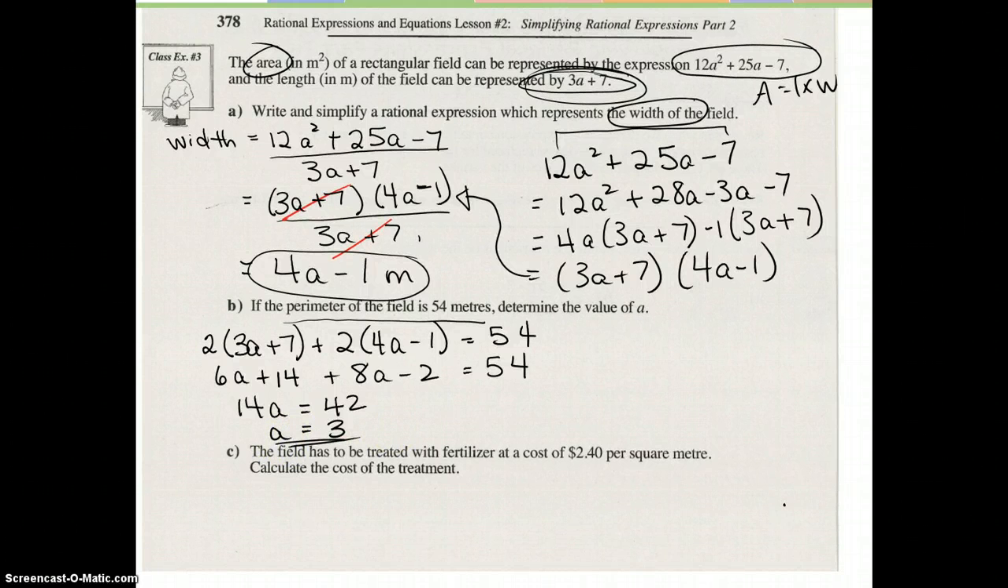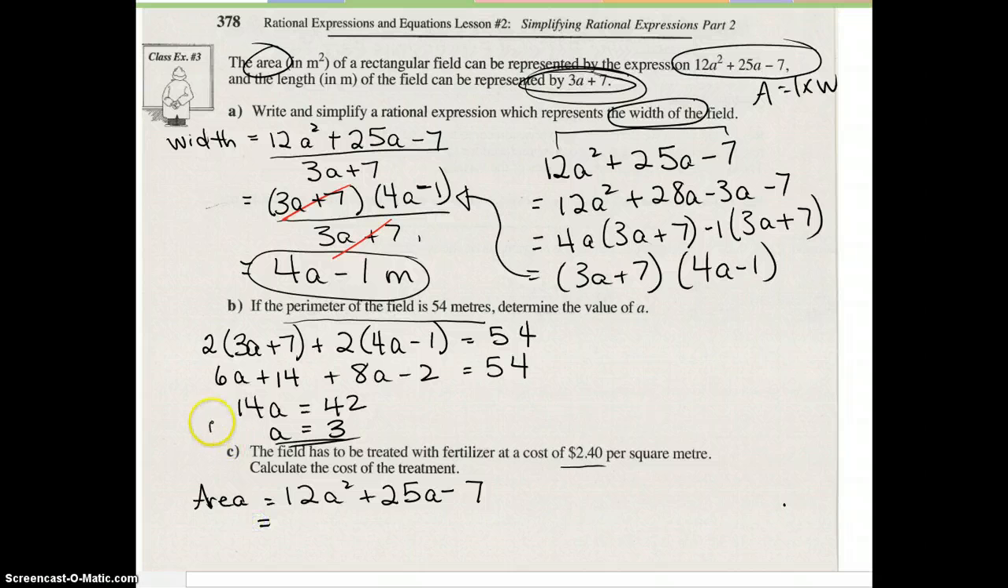Then finally they said, hey, if the field has to be treated with fertilizer and it costs $2.40 per square meter, what is the cost? Well, it goes back to the area. I need to know what the area is. They gave it to me as 12a squared plus 25a minus 7. Now that came from the question. They told me the area. I also was able to find a.